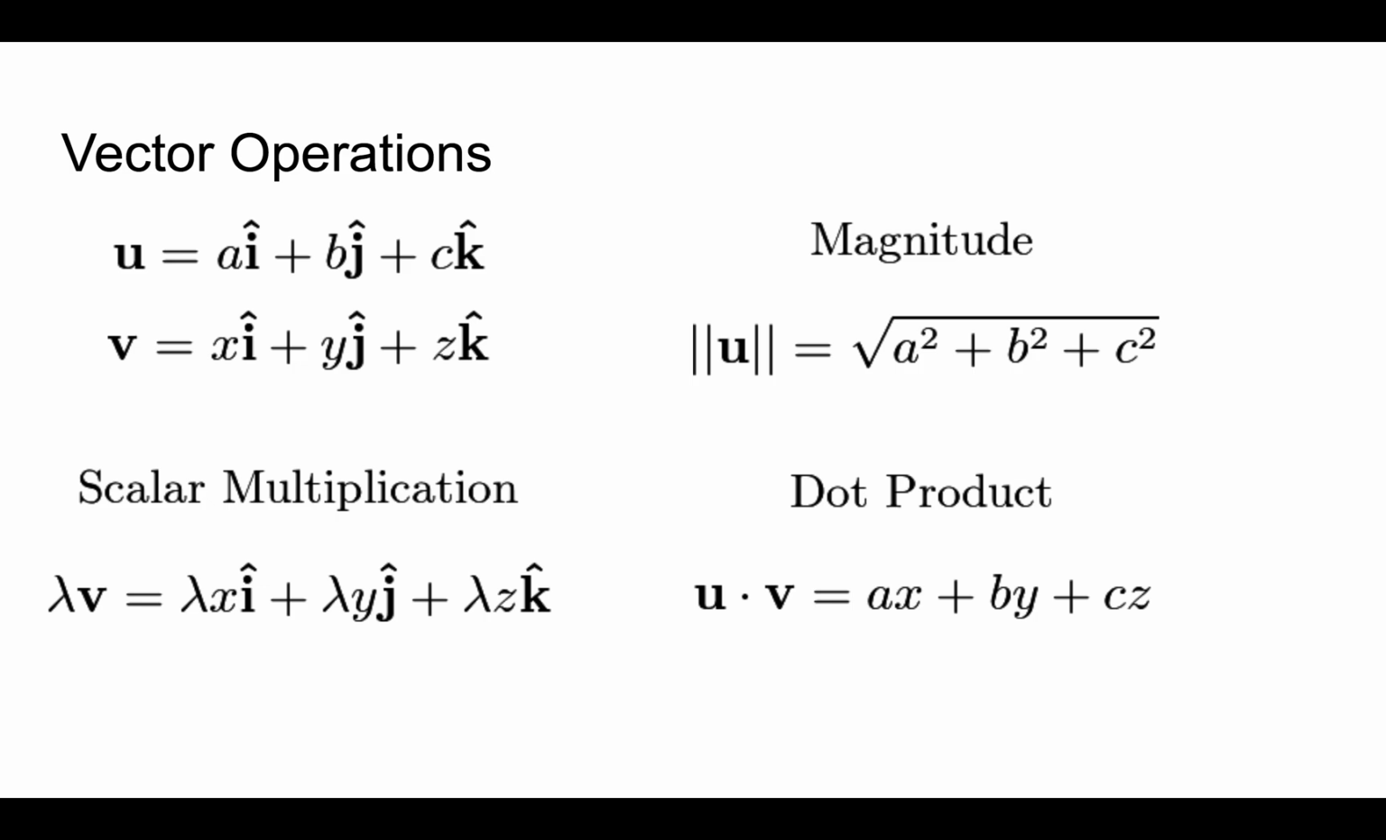And finally, we're going to define the dot product. This is a way of combining two vectors. And as you can see, u and v, they're both in boldface. That means that they're both vectors. And if we combine them with the dot product, then we get out a scalar, which is equal to each of their x components multiplied by each other, plus each of their y components multiplied by each other, plus each of their z components multiplied by each other. So ax plus by plus cz.